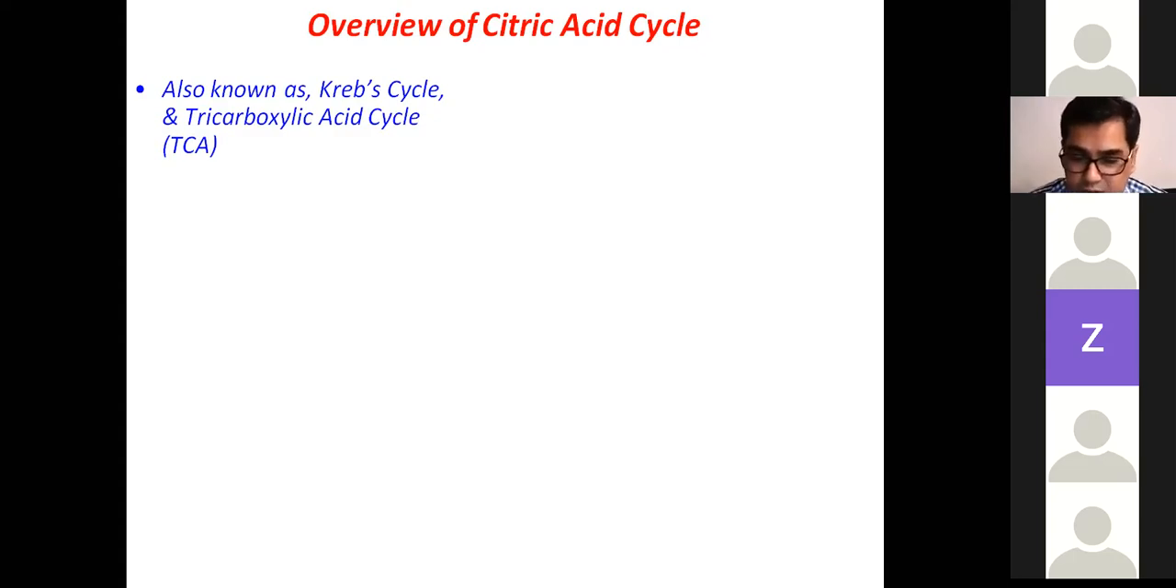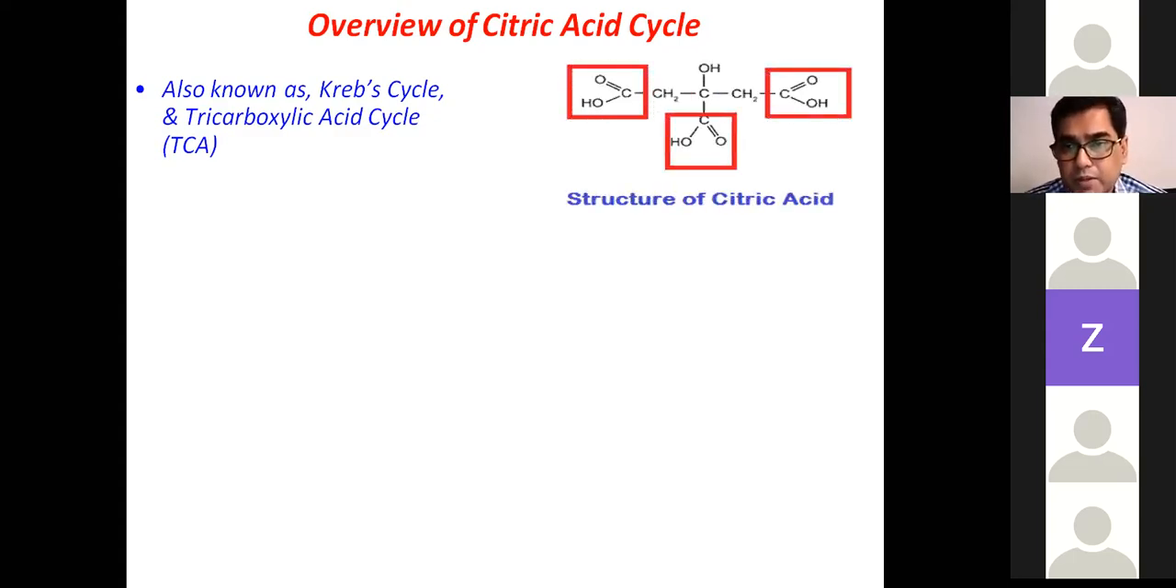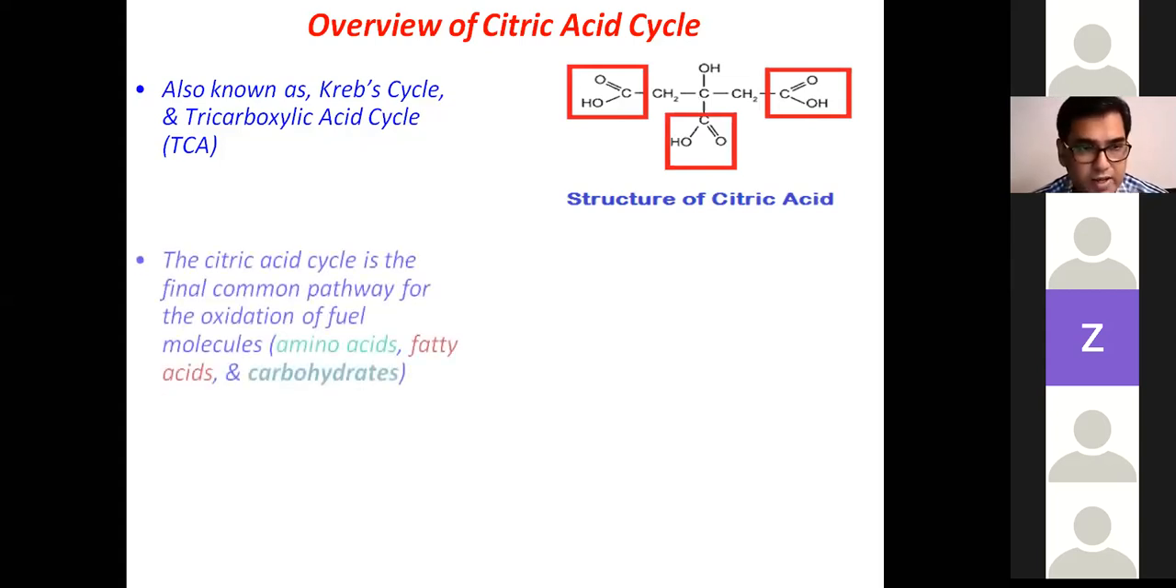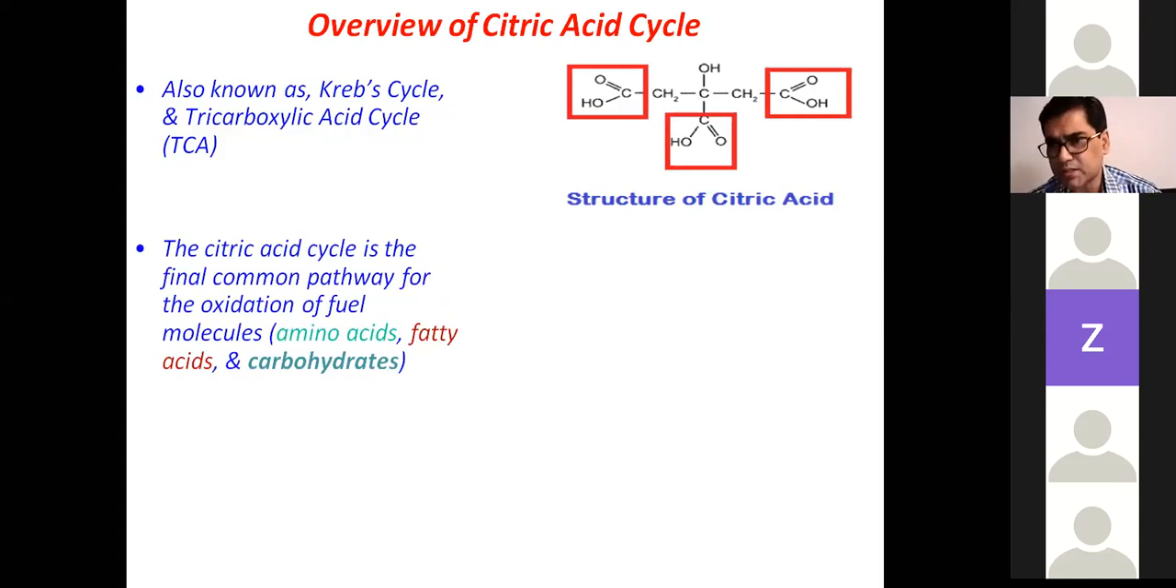Why do we call it the tricarboxylic acid cycle? Because this is the structure of citric acid. Since it's a citric acid cycle, and this is the structure of citric acid, and this citric acid contains three carboxylic groups within it, three carboxylic acids within it. So since it contains three carboxylic acids, that is why we call it the tricarboxylic acid cycle. Because the structure of citric acid contains three carboxyl groups, that is why we call it the tricarboxylic acid cycle.